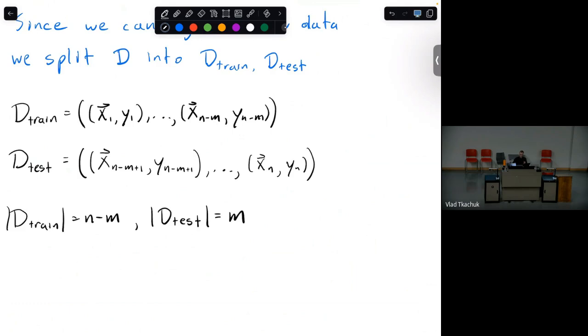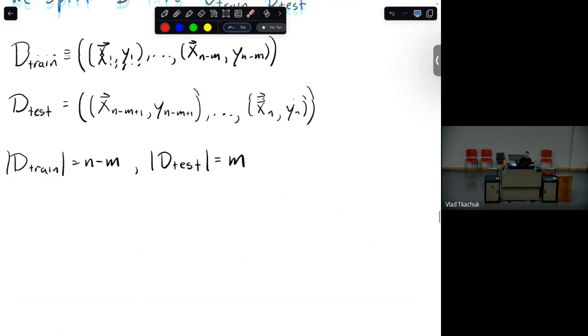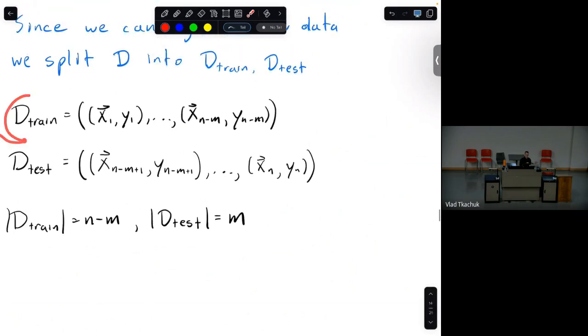Okay, so we did all this. And then I'm not even going to write it. Then do everything as before, with wherever you saw D, just use D train. Okay, so like D train is now the previous D we've always seen. Pass that into your learner, output the predictor, whatever. F hat is now based on D train and so on.